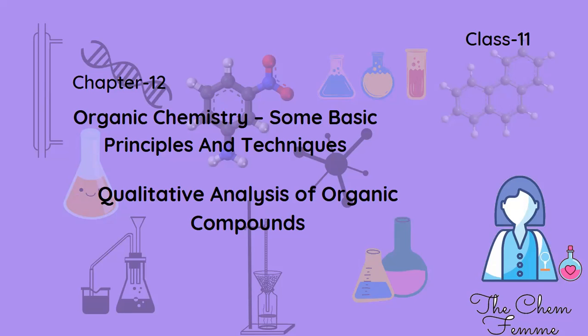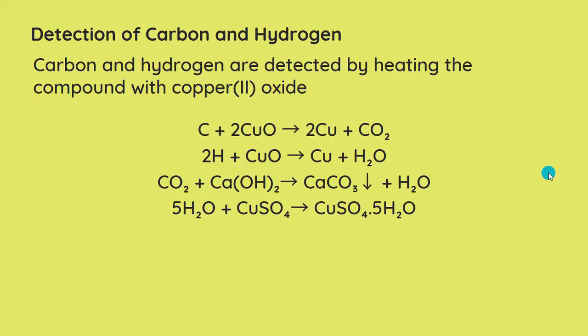So you have it for organic compounds as well as inorganic compounds. And since we're talking about organic chemistry, we will be learning about organic compounds. So, detection of carbon and hydrogen. Carbon and hydrogen are among the most commonly found elements in organic compounds, and they are detected by heating the compound with copper oxide.